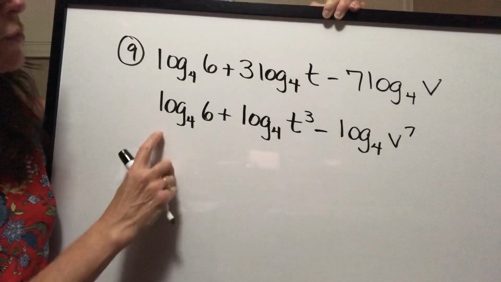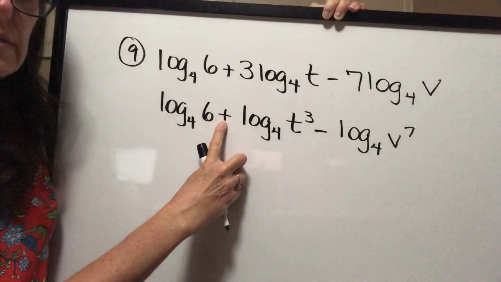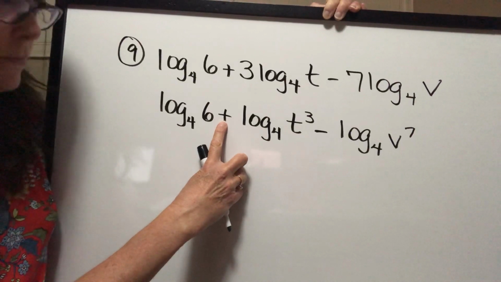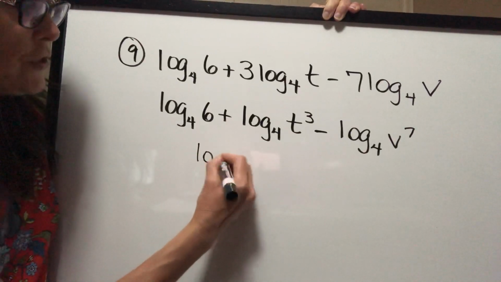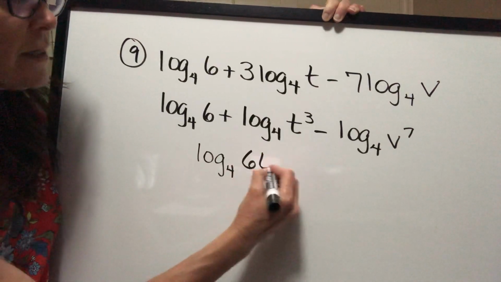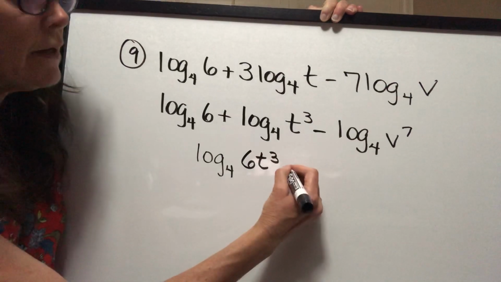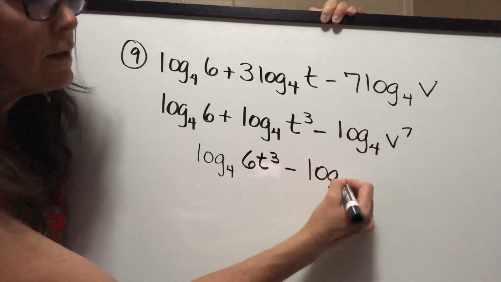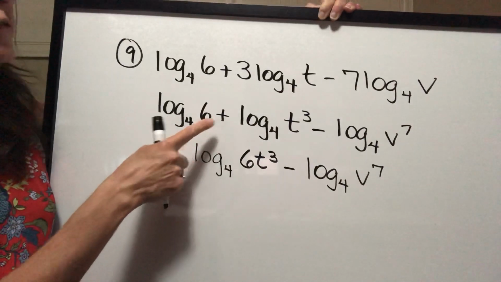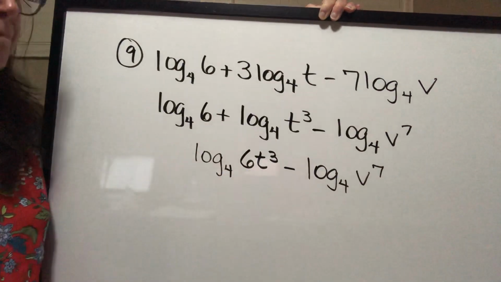So next we'll see that the first 2 of these are being added together. So that is the product property in reverse. So on this one we would multiply. So I could change that to a single log with a base of 4, but I'll multiply 6 times t cubed. So you can write it like that, 6t cubed. And then another log. We'll just bring that down for now. So all I did there is use the product property of logs, and I changed addition to multiplication.